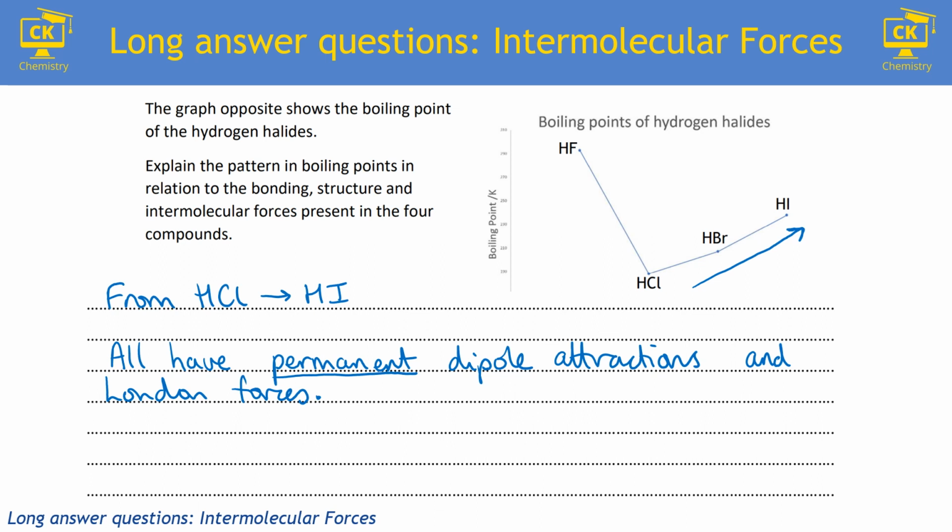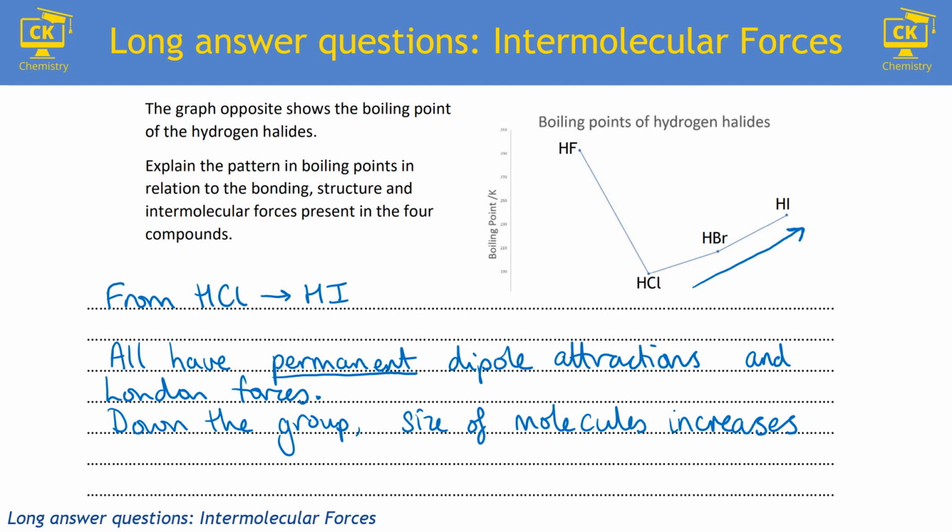So our explanation for this gradual increase is that as you go down the group from HCl to HI, the size of the molecules increases. Now, how does this relate to London forces? London forces are caused by the random movement of electrons causing these instantaneous or temporary dipoles. So we want to link it to the number of electrons. Don't start talking about mass of molecules. That's completely irrelevant. They're too small to be really affected by gravitational fields.